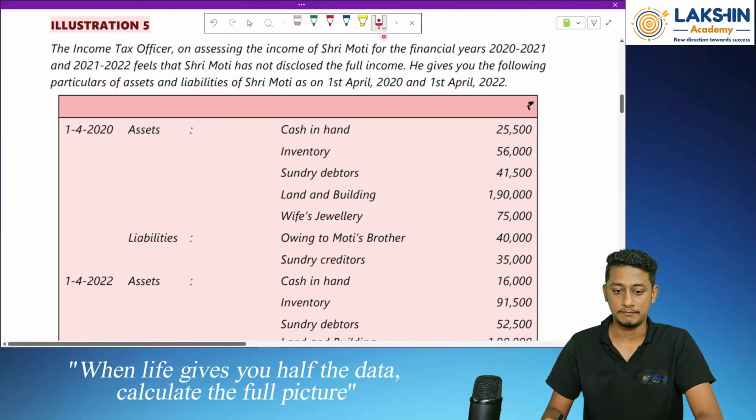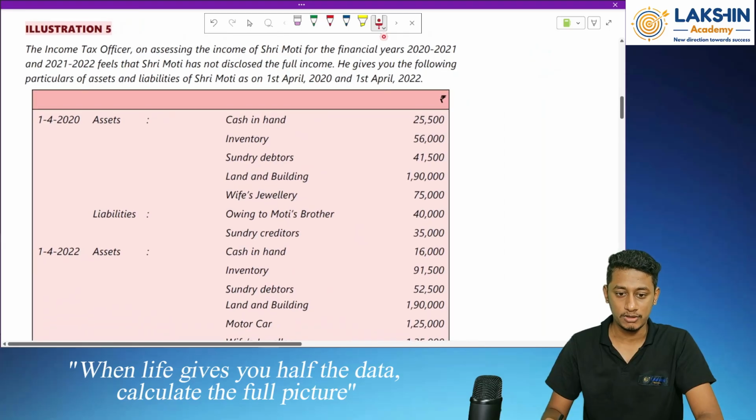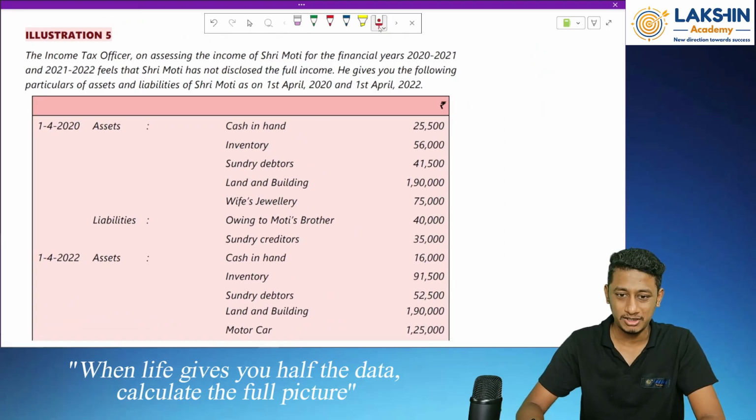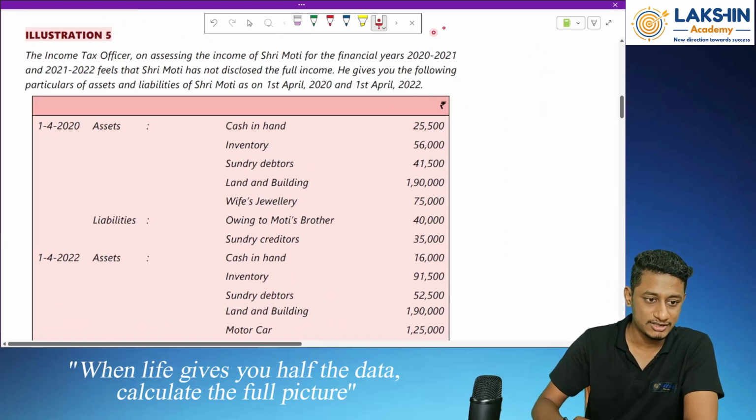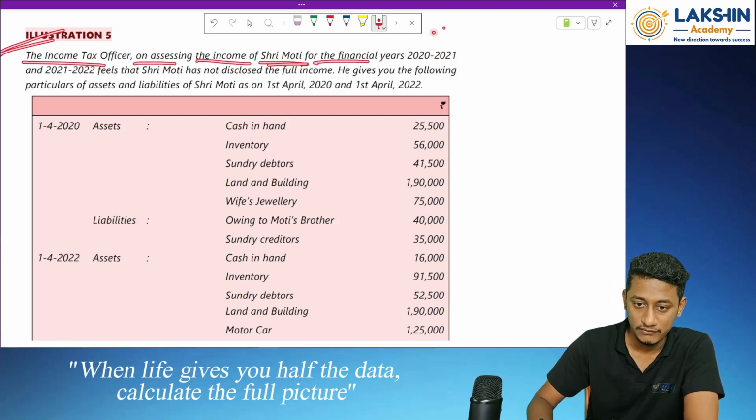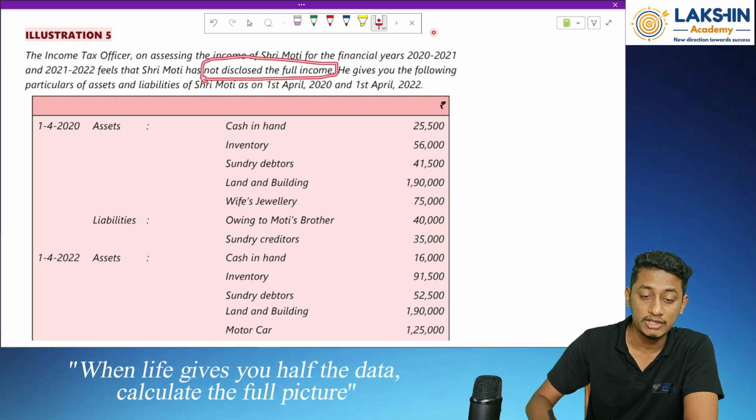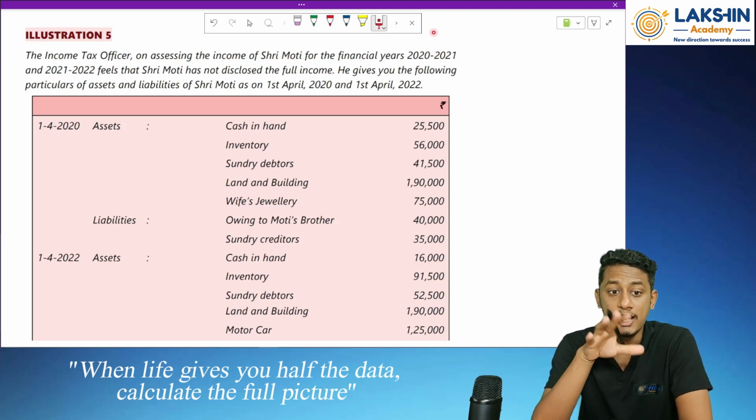Now look at the question. This one is a bit of a good question. Might come into exam, might not come, but it's given in the material. So let's see. Illustration number 5. The income tax officer on assessing the income of Shri Modi for the financial year 2021 and 21-22 feels that Shri Modi has not disclosed his full income. Okay, so now the income tax officer feels that this guy has not declared the whole of his income.